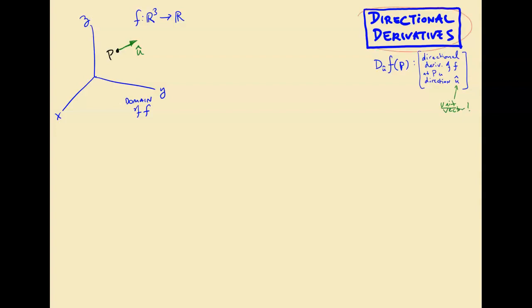Good. So we know what a directional derivative is. It's just measuring the rate of change of a function of several variables in a specific direction. We know how it is denoted.